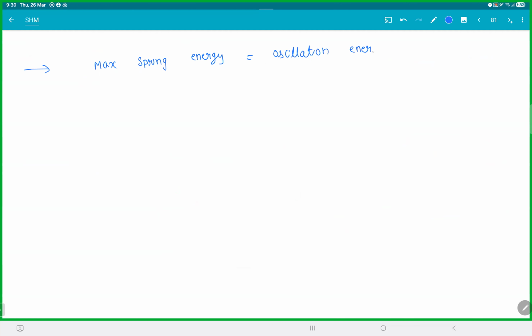Because initially the spring was at its natural length, all the energy that goes into the spring must be coming from that component only. And this is nothing but half k x max square, the oscillation energy. And if you guys remember, what is this? This is nothing but half mu v relative square. Again, mu is your reduced mass. So all connected to the center of mass. And v relative is v1 minus v2.